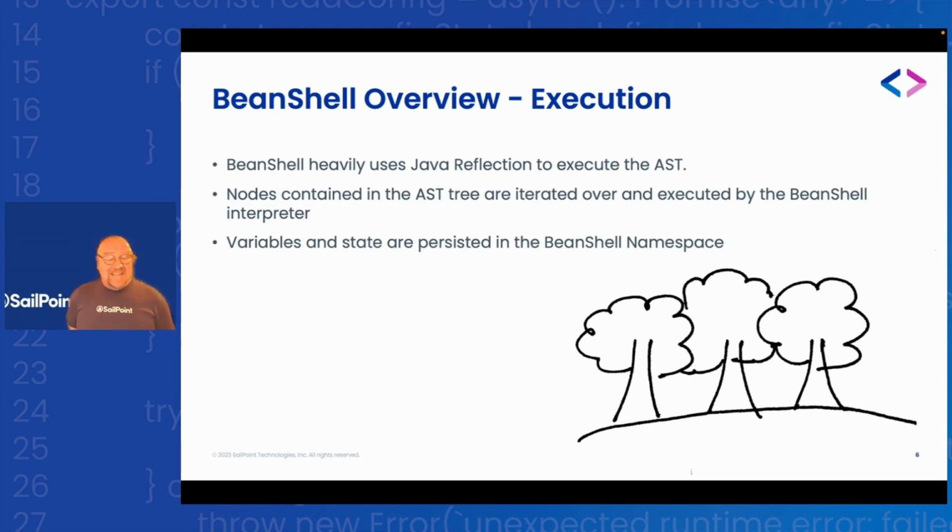So the AST itself is built of a series of nodes. Underneath it, there's a node in like a tree, and each node tells BeanShell what is expected to do. So you could have a node for try, catch, finally, or a node for a while loop or whatever, and then it will execute the code as it sees it with the parameters which are passed to it from when it's been interpreted. Variables and state are persisted in the BeanShell namespace. So the BeanShell namespace is key to actually how applications are persisted moving forward.